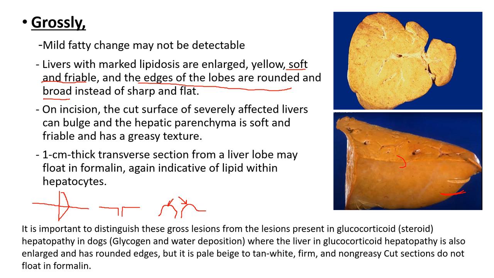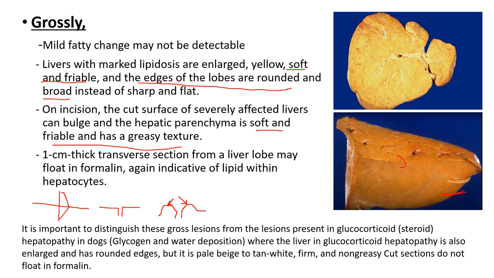And this is because the capsule was very stretched because the liver was enlarged, and the capsule dragged the border towards the outside, and this is what happens. It kind of bulges whenever you make a cut into the surface. The hepatic parenchyma is still soft and friable and has a greasy texture in fatty liver.